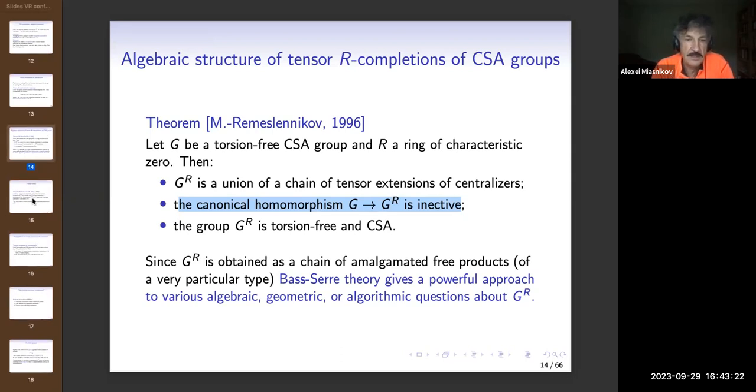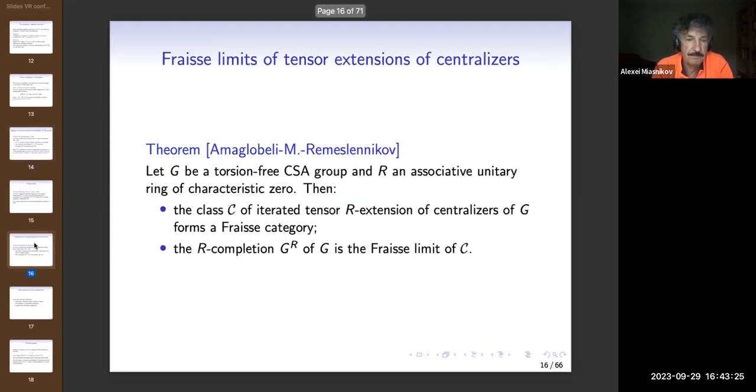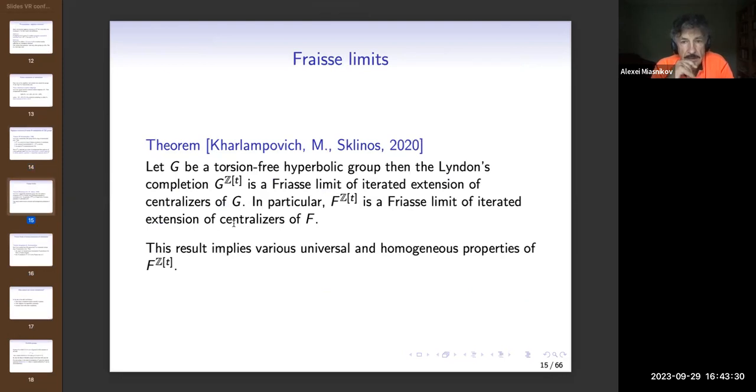Bass-Serre theory is designed for this, really. You can improve on this construction, and we did with Olga Kharlampovich and Alexei Myasnikov. In fact, you can organize this direct limit such that it will be a Fraïssé limit of iterated extensions of centralizers. And Fraïssé limits are a very particular type of direct limits, so they have very universal and homogeneous properties.